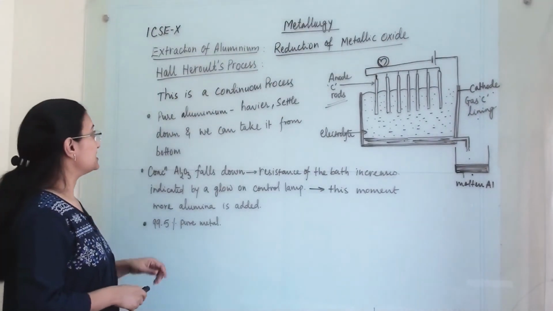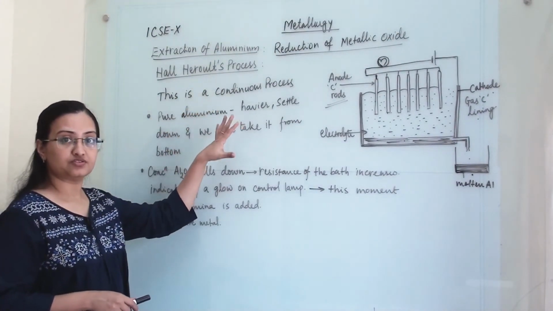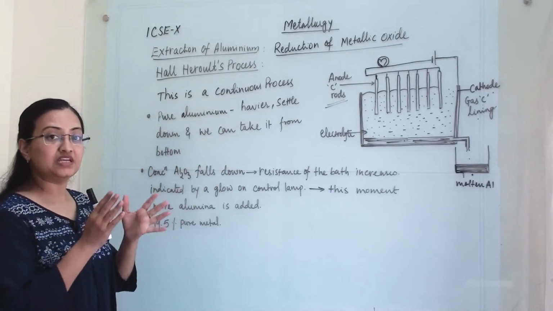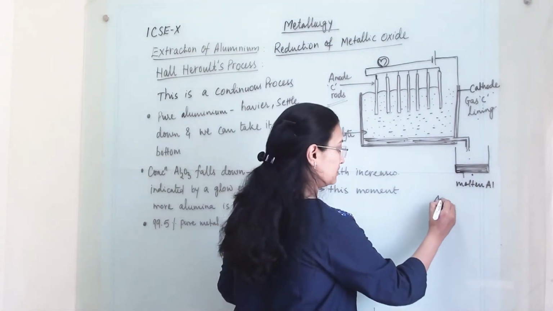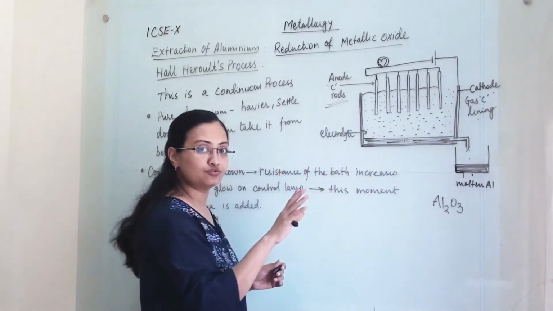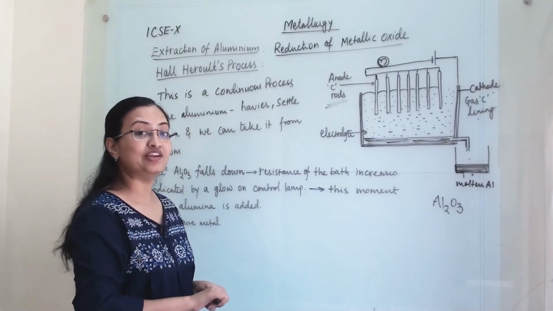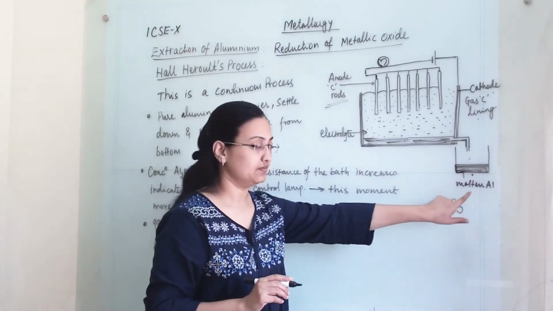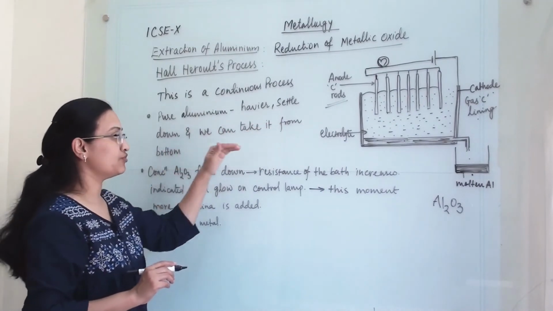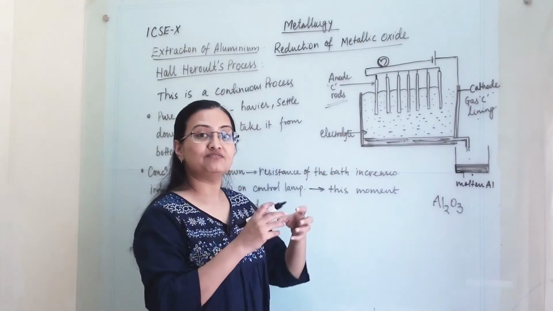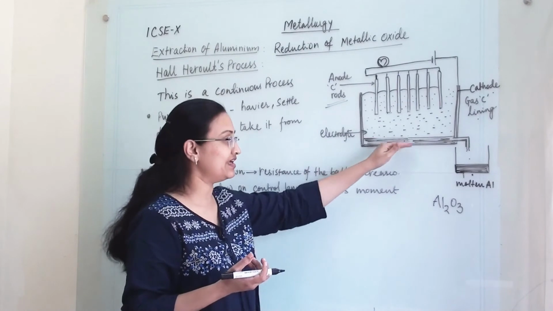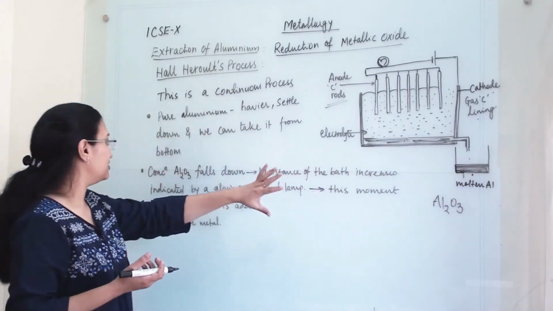But the next reason is that this process is a continuous process. Why is this a continuous process? Alumina is Al2O3. Aluminum oxide is also known as alumina, and pure aluminium is our aluminium metal. Here the pure aluminium is heavier and settles down, and we can take it from the bottom. As the aluminium separates out from the aluminium oxide, it will settle down in the molten state, and we can take it out from the bottom of the electrolytic cell.